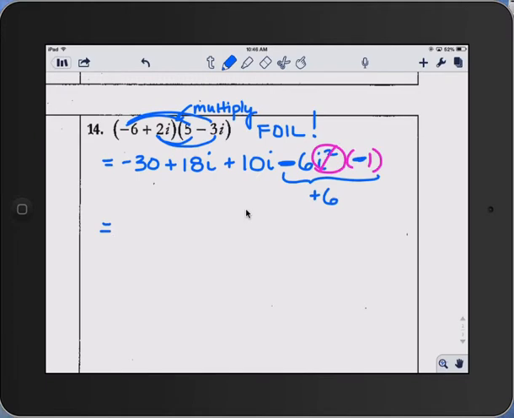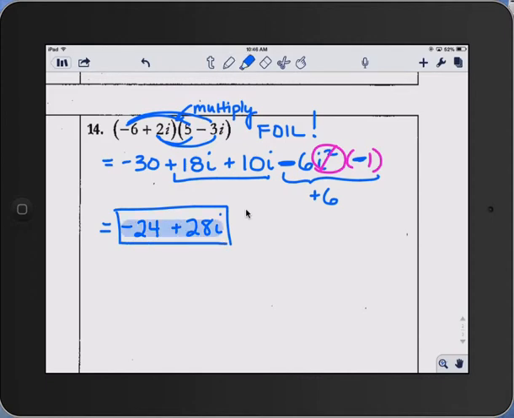Okay, and then if we add our like terms, negative 30 plus 6 is negative 24. And 18i plus 10i is plus 28i. And that's our final answer. Again, it's okay to leave an i in your answer. You do not want to leave i squared, i cubed, i to the fourth, any exponent higher than i to the first power. And that's an answer that's an imaginary number because it has a real part and it has an imaginary part. And this is the end of this particular lesson.